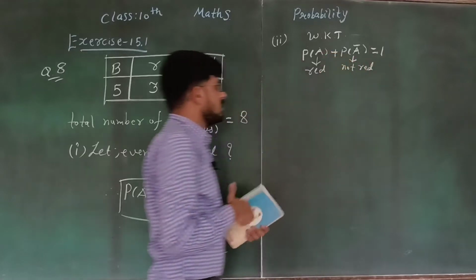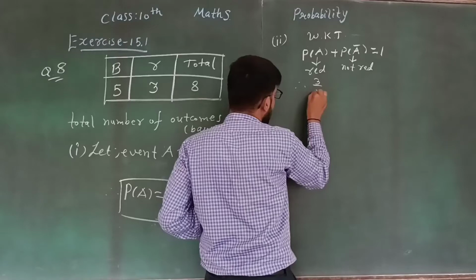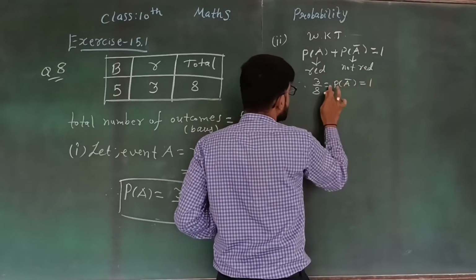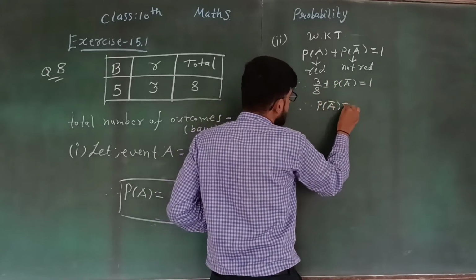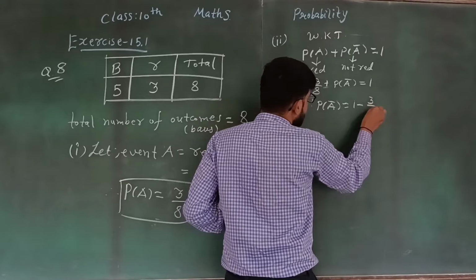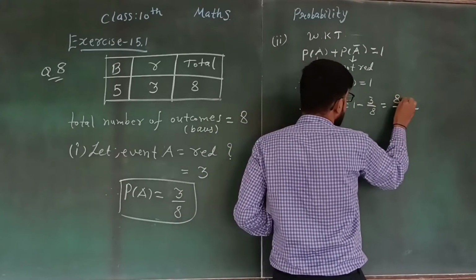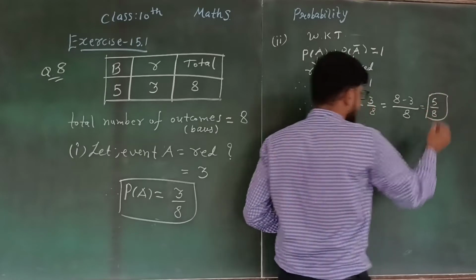So P of A is 3 by 8. So we get 3 by 8 plus P of A bar is equal to 1. Therefore the value of P of A bar is equal to 1 minus 3 by 8. So taking LCM 8, we get 8 minus 3, so we get 5 by 8.